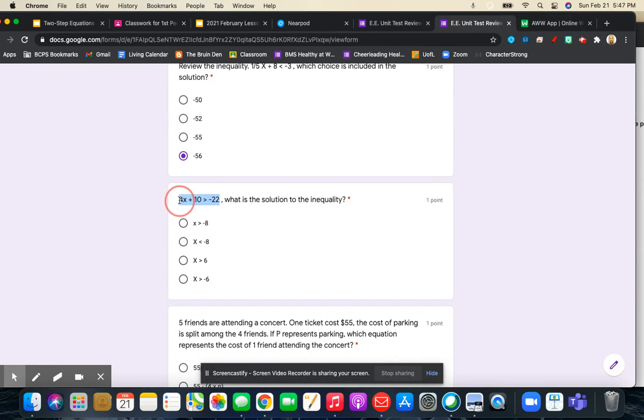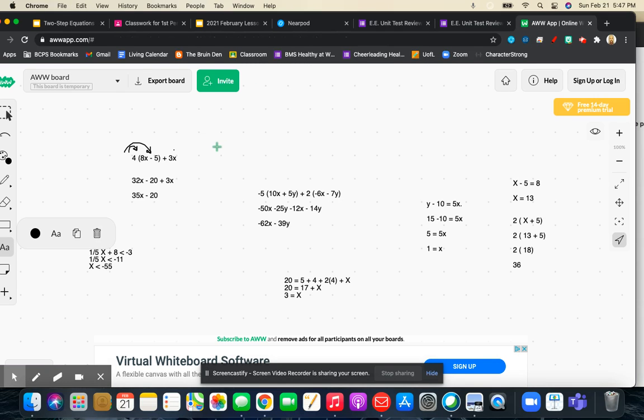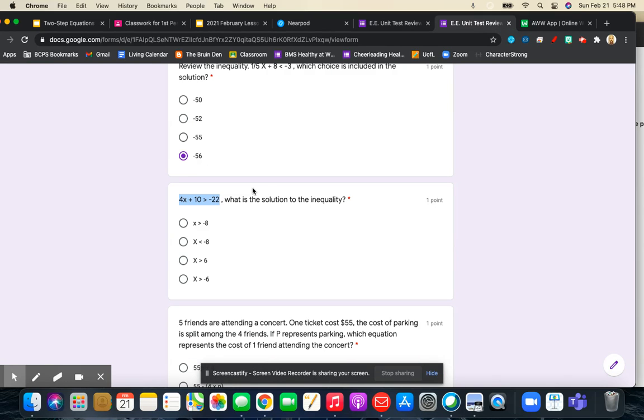All right, if we solve our inequality again, running out of space on here. We would draw a line, take away 10 from both sides. 4x is greater than negative 32. So 4x, I'm going to divide by 4. X is going to be greater than negative 8. So x greater than negative 8, that gives us A.